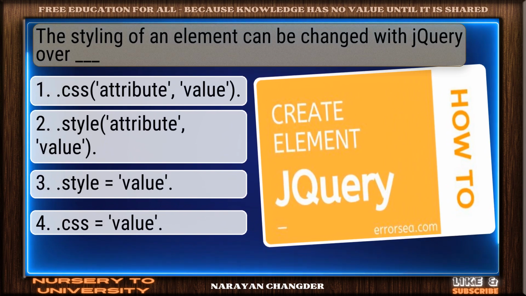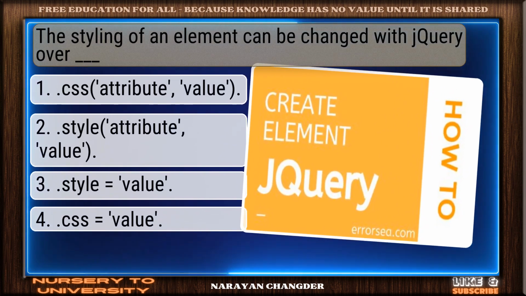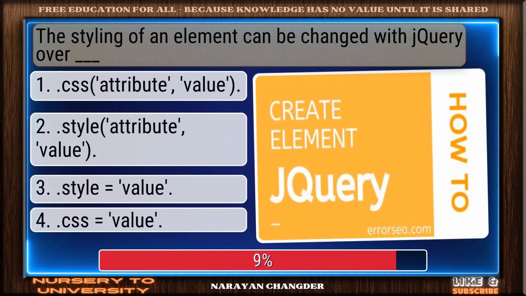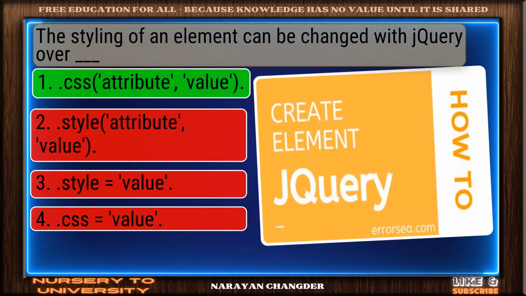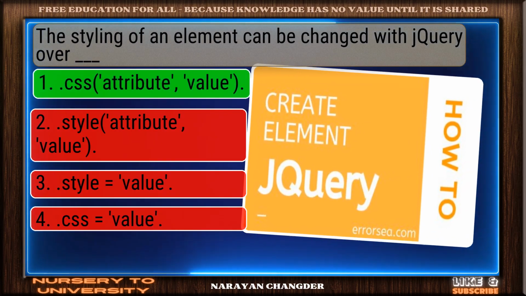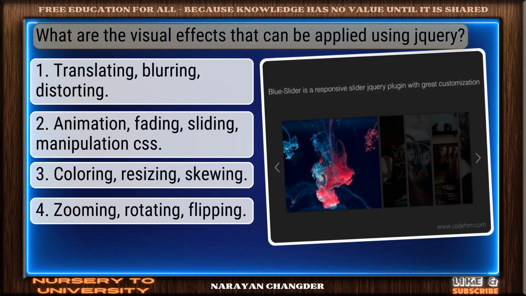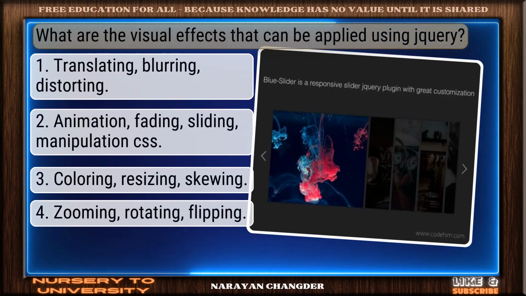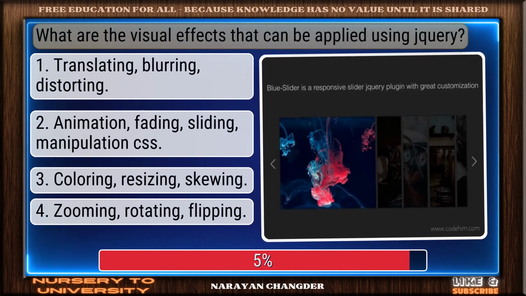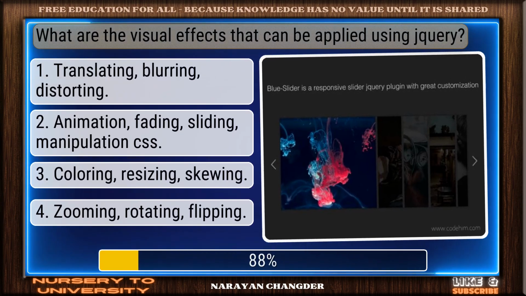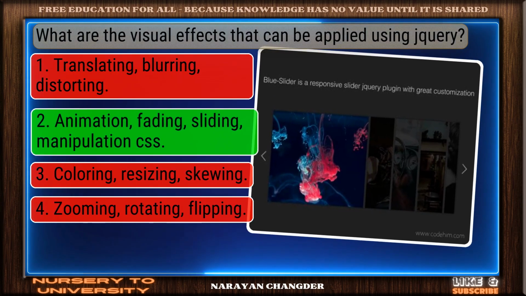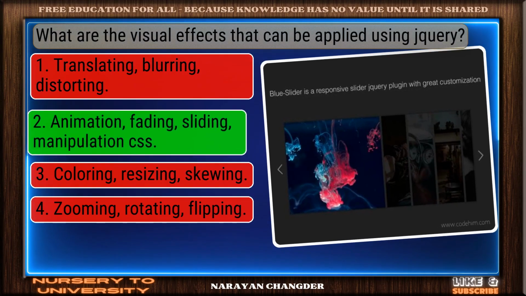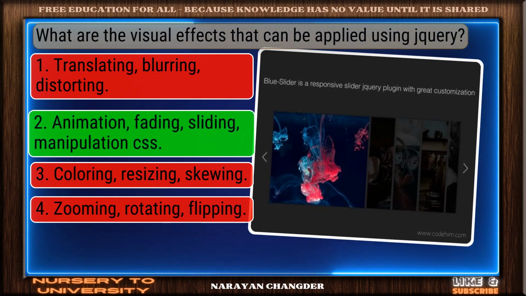Question number 5. The styling of an element can be changed with jQuery over dash. Nicely done. The CSS is a solid answer. Question number 6. What are the visual effects that can be applied using jQuery? Nice selection. Animation, fading, sliding, manipulation, cease is the correct and valid answer.